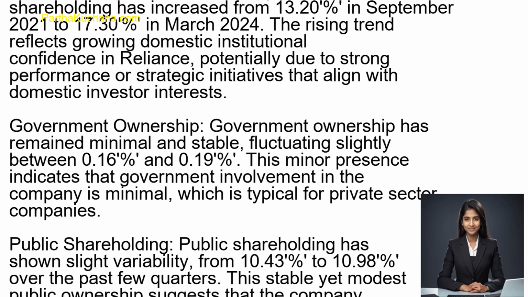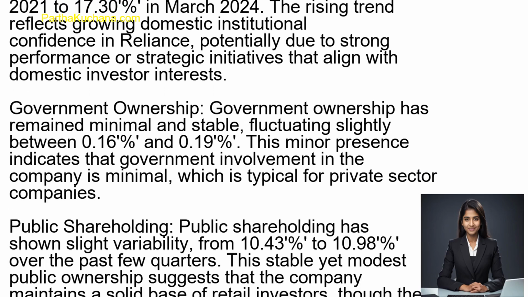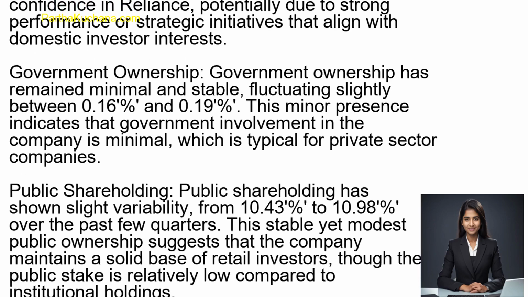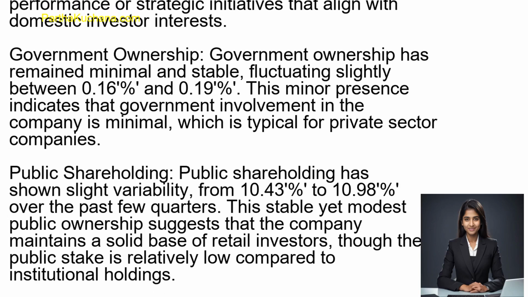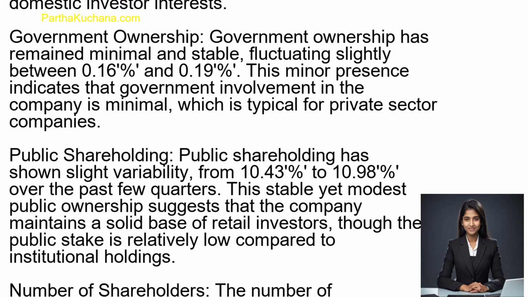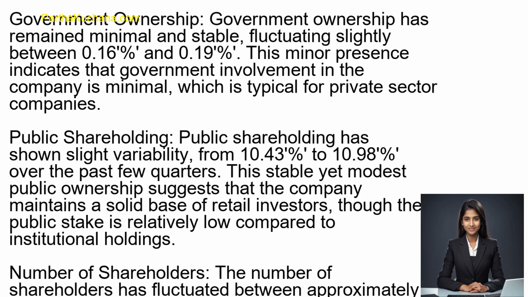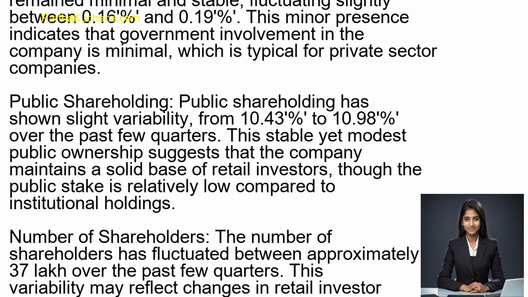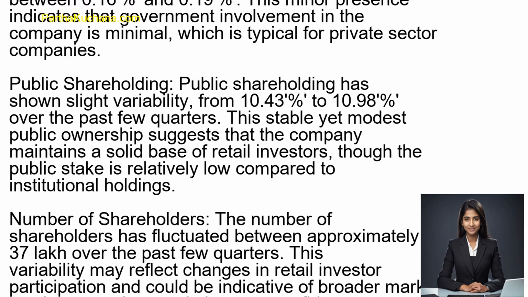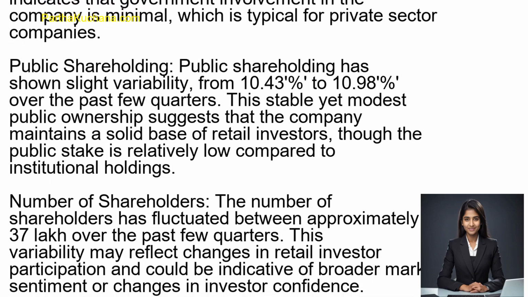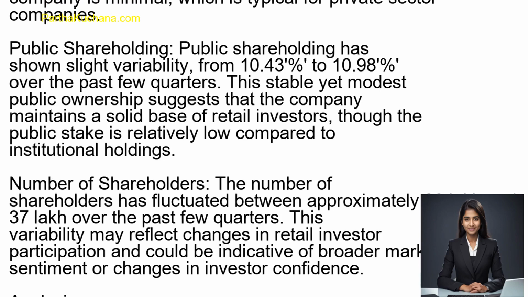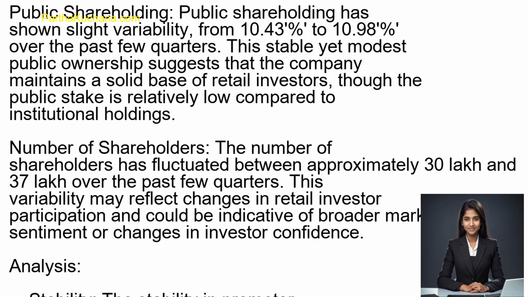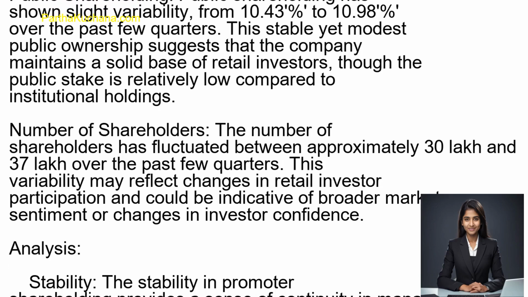past few quarters. This consistency indicates strong control and stability from the founding family, suggesting confidence in long-term strategic direction and management. Foreign institutional investors, FII ownership has gradually decreased from 25.41% in September 2021 to 21.75% in March 2024. This decline could imply a shift in foreign investor sentiment or a reallocation of investments. While this may suggest reduced confidence or portfolio adjustments, the current level still indicates significant foreign interest in the company.